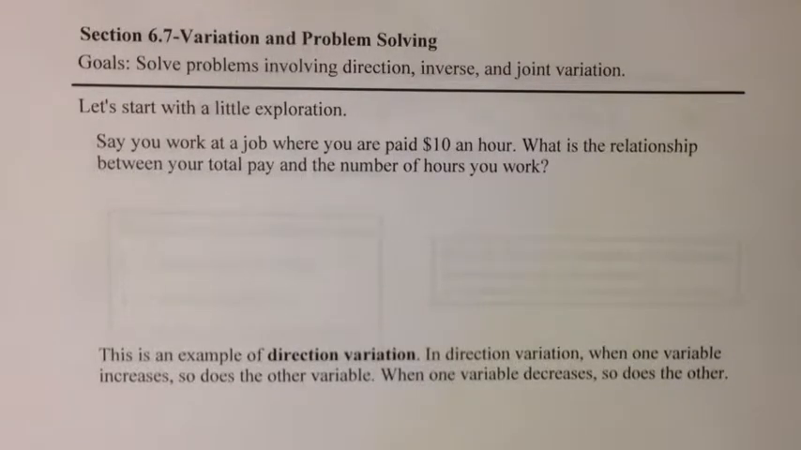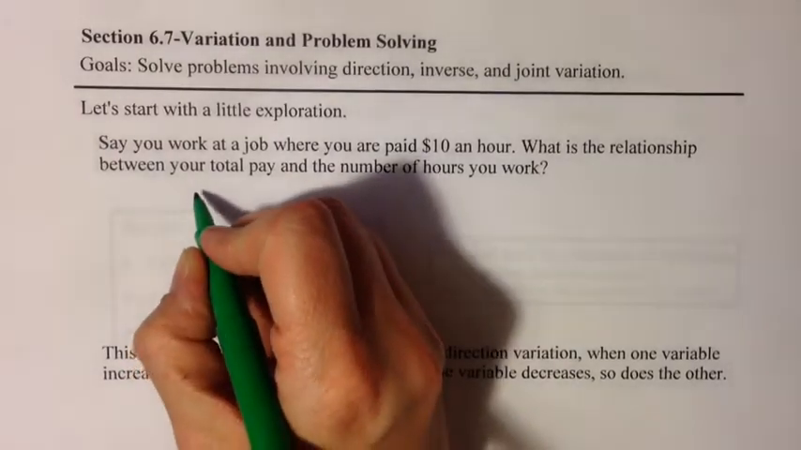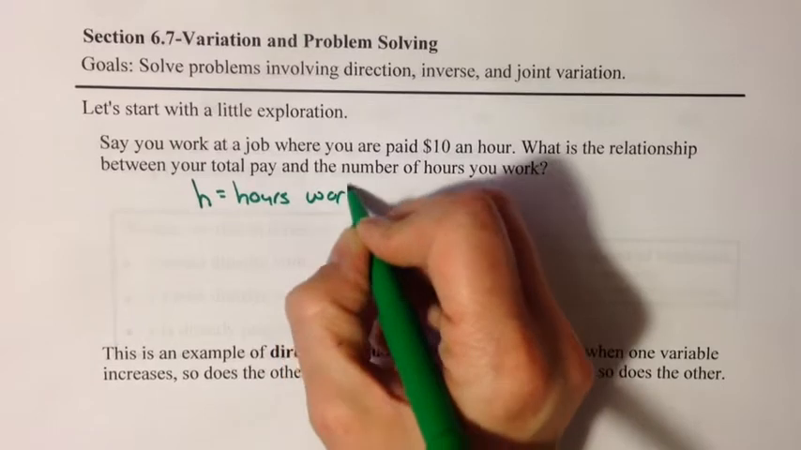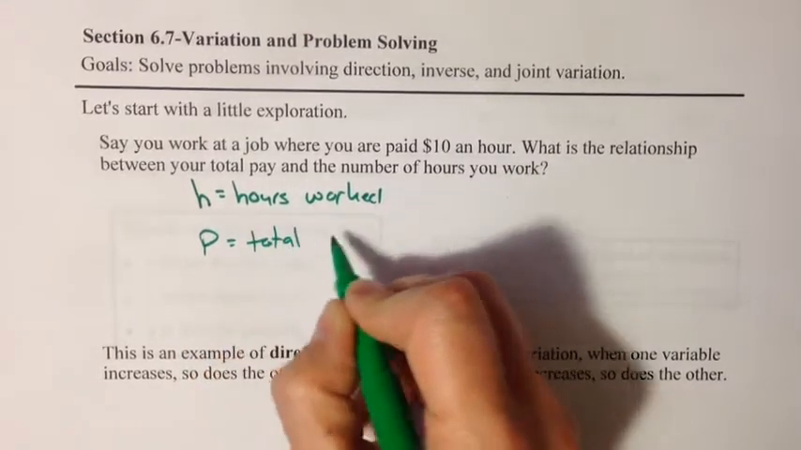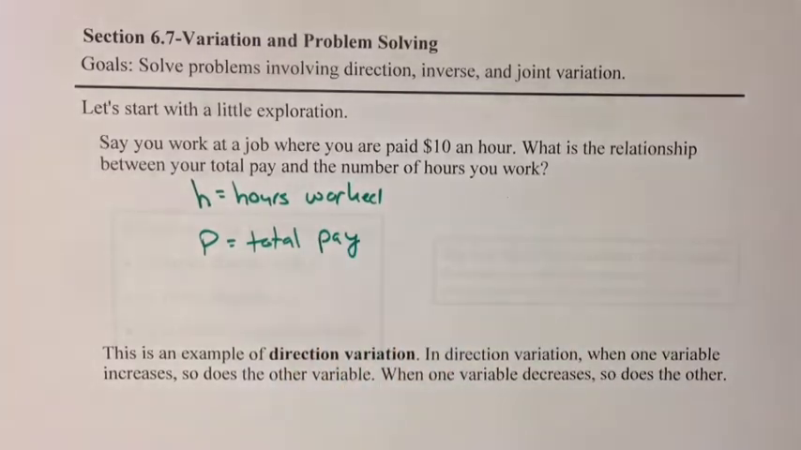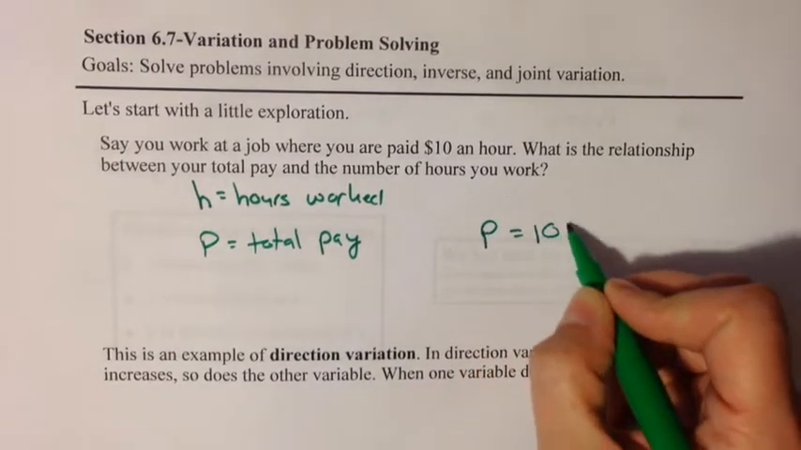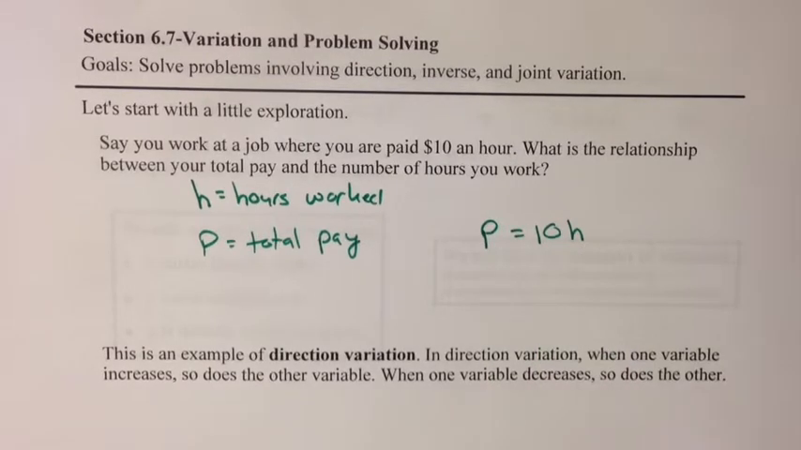Say that you work at a job where you're paid $10 an hour. What's the relationship between your total pay and the number of hours that you work? We could start by defining some variables here. Say H equals hours worked, and P can be total pay. Then the relationship between the hours that you work and the amount of pay that you get is P equals 10 times H. That is, your total pay is $10 times the number of hours that you work.